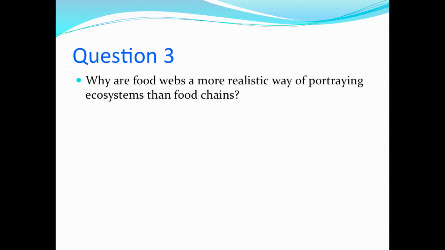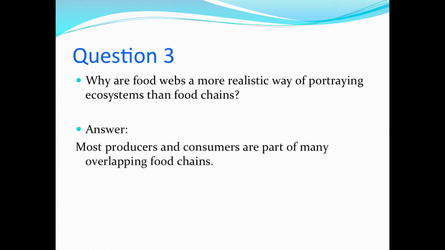Why are food webs a more realistic way for portraying an ecosystem than a food chain? So go ahead and pause the video and write your answer down. Well, the answer is most producers and consumers are going to be part of many overlapping food chains. Remember the example that I gave before? It's not just like a deer is always going to eat this one type of grass. They could eat grass, they could eat berries, they could eat flowers. They have many different food chains that they could belong in.